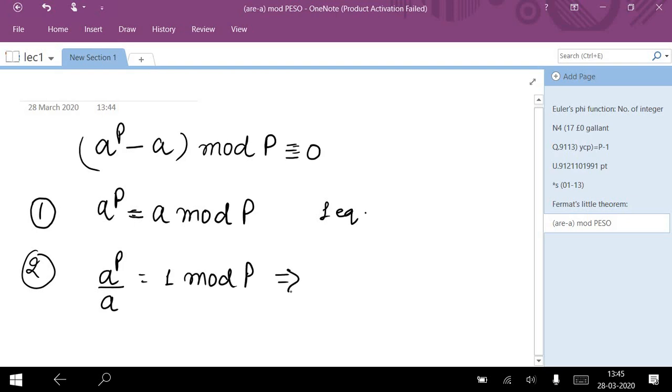This equation can be transformed as a to the power p minus 1 congruent to 1 mod p. What is the congruence property? I told you 1000 times in the class that the congruence property is: whenever I perform an operation on the left hand side, that operation should be equally applicable on the right hand side of the equation. That is called the congruence property. So if there is a mod p operation at the right hand side, then the equivalent mod p operation has to be applied at the left hand side.